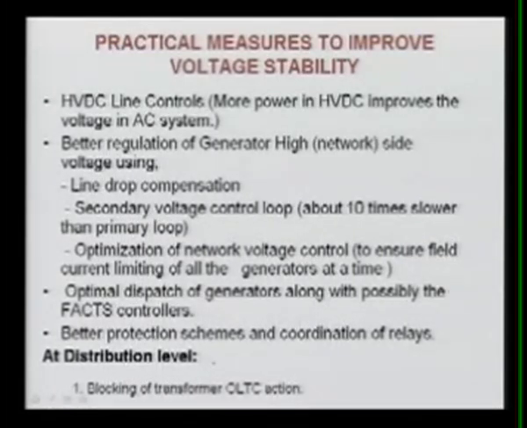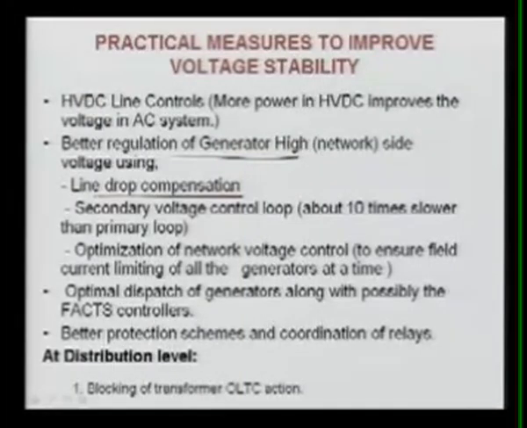So here we can use better regulation of generators, especially on the network side, the high voltage side. We can use the line drop compensator. There is one signal that is used in the exciter. We can control the bus voltage very far from the generator. We can take that signal and then set the excitation in such a way that we can improve the voltage of that bus. That is called line drop compensation. So line drop compensation means you can control the voltage somewhere far from the generating station.